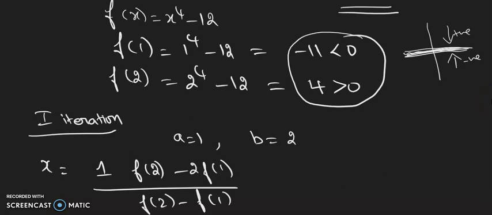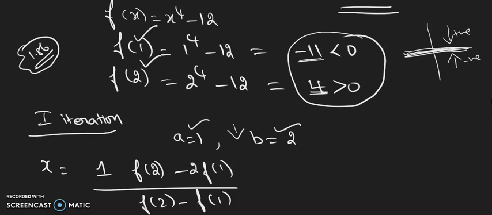Now you can check in your calculator what the fourth root of 12 is. I know this is going to be the answer, 1.86. In such questions, the advantage is your answer is going to be closer to that. And of course, I said the root lies between 1 and 2, and 1.86 is in between these two values. Please don't write that the root lies between minus 11 and 4. These are the function values. We only write the corresponding x values. So a is equal to 1, b is equal to 2.